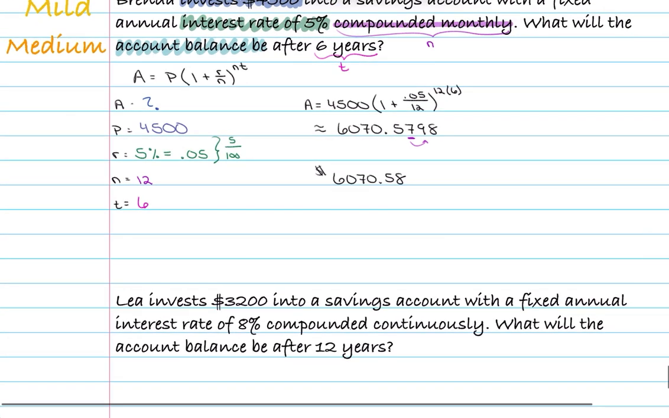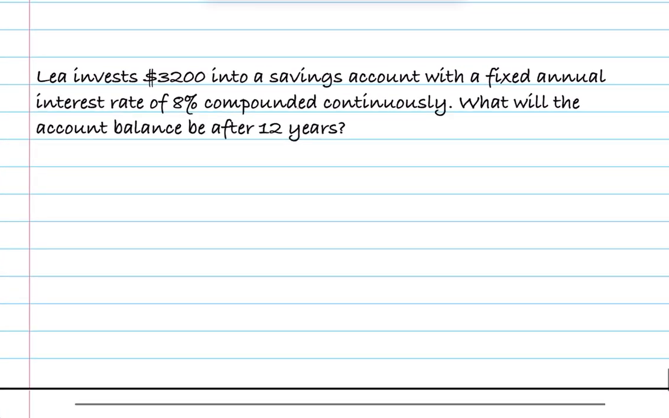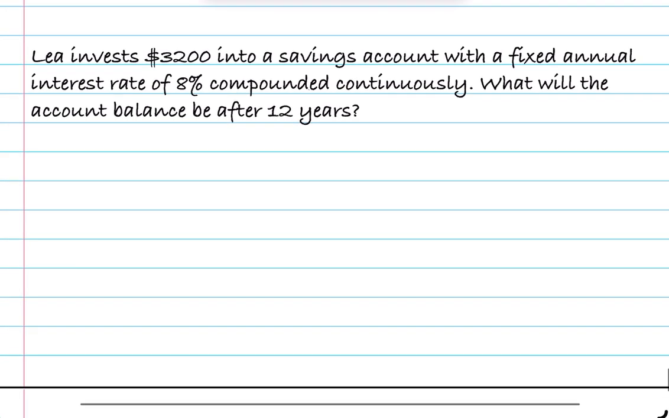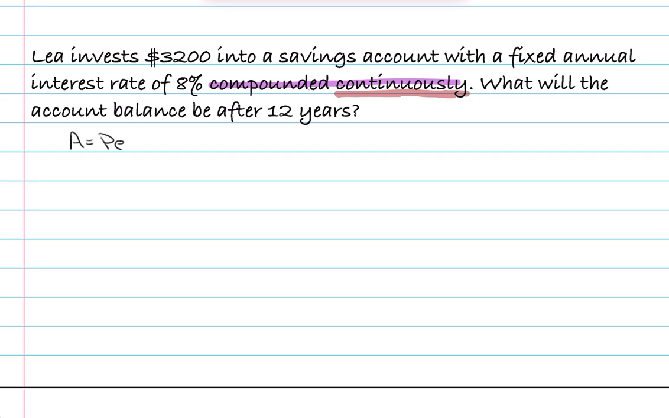Leah invests $3,200 into a savings account with a fixed annual interest rate of 8% compounded continuously. What will the account balance be after 12 years? So again, the first thing that pops out in my head before anything else does is that compounded continuously. Specifically, it's going to be this word right here, continuously. That means you're going to use the continuously compounded formula. That's the one that looks like this. A equals P times E to the RT. Again, as long as you write down the formula each time, that helps you memorize it, helps you get everything you need out of it.